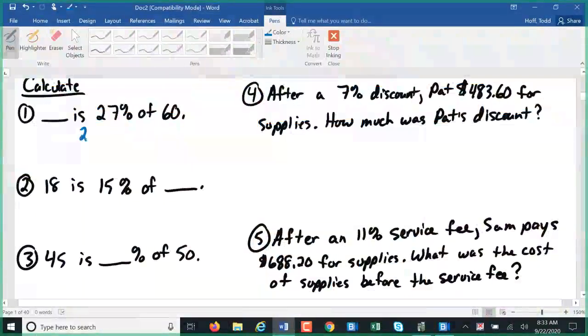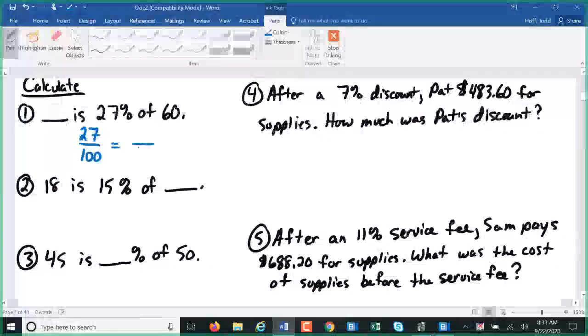We have 27%. That'll be 27 out of 100. Of 60, remember we read that as out of 60, implies the 60 goes on bottom. So we're going to cross multiply and divide.